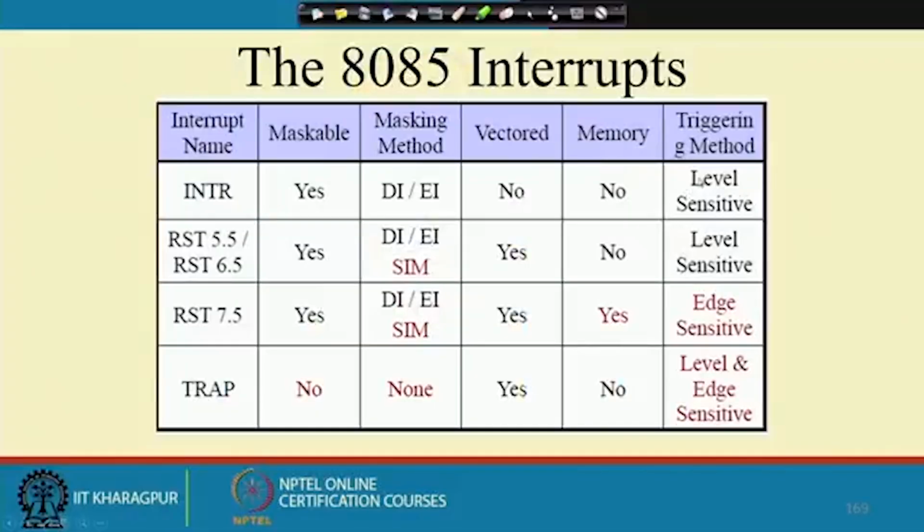Triggering method: INTR is level sensitive, 5.5 and 6.5 are also level sensitive, 7.5 is edge sensitive, and TRAP is both level and edge sensitive. Okay. So, this way we can have different classifications of the interrupts of the 8085 from different angles. If you view them differently, you can come up with different classifications.